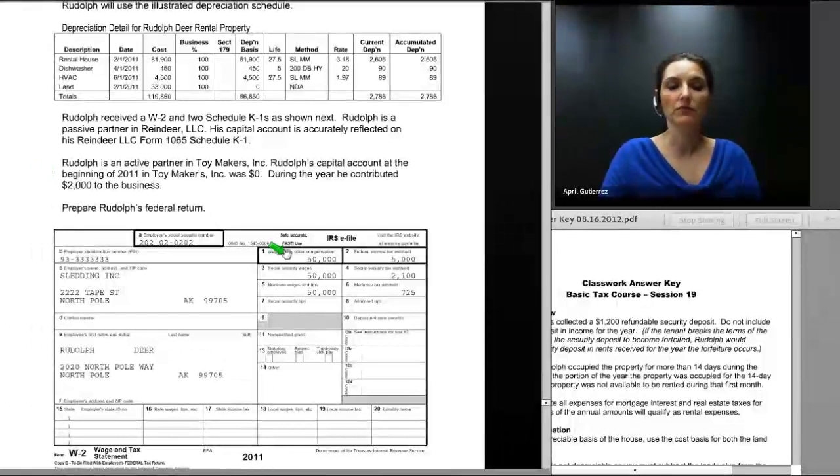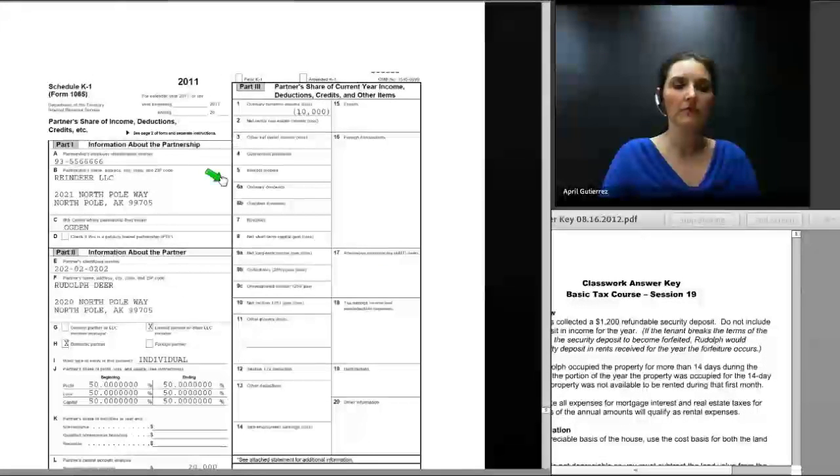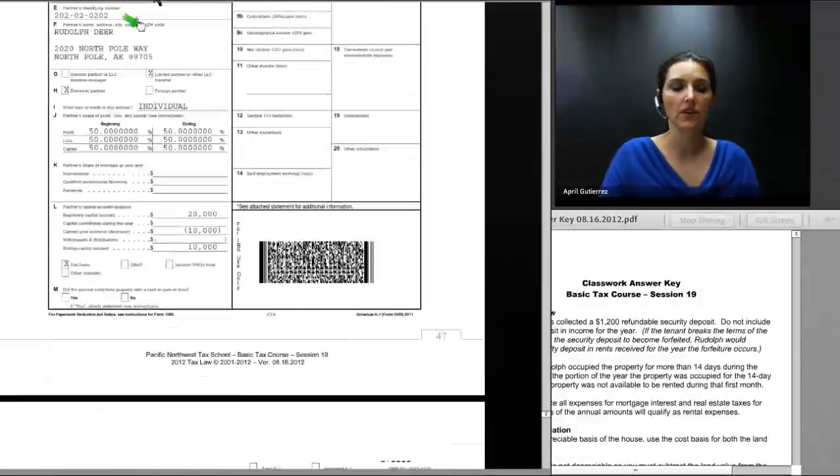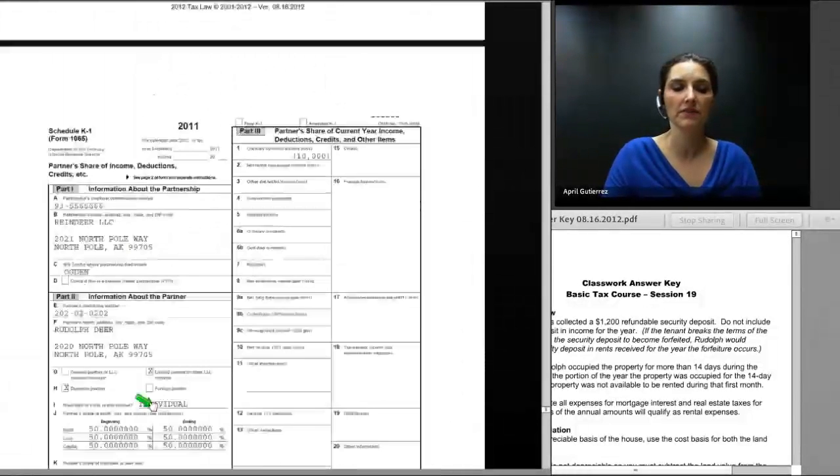So we have a W-2 for Rudolph showing $50,000 of wage income, $5,000 of federal withholding. And here we have the first K1. This is for a 1065. That means he is a member in the LLC. The loss showing on the Schedule K1 is $10,000. We also show you here on Schedule L that he has $20,000 beginning capital account. His current year decrease is $10,000, leaving him a year-end capital account of $10,000.